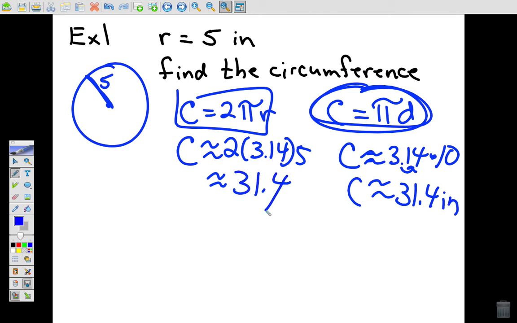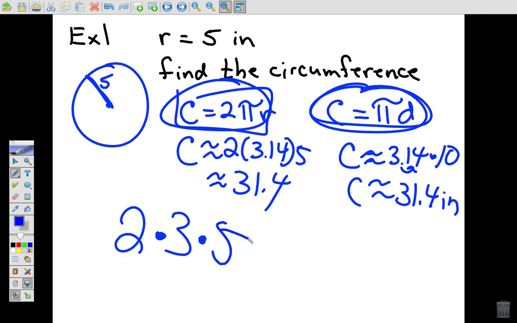Now, let's quickly estimate to see if we did this right. I'll use this one. Let's use 3 for pi, just to get a quick estimate, times 5. Let's see, 2 times 3 is 6, 6 times 5 is 30. Yep, my answer is about 30. So we did it correctly.